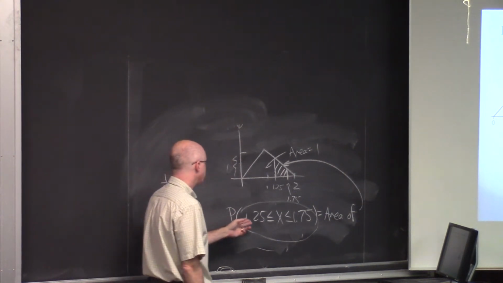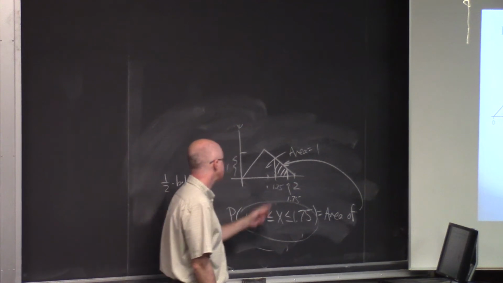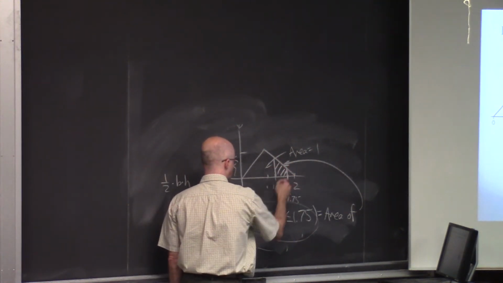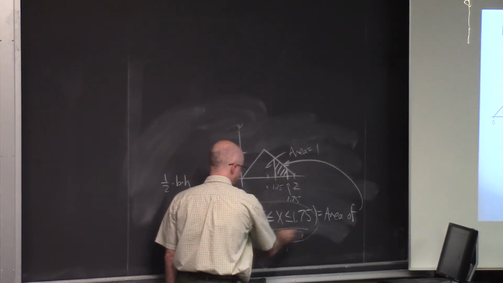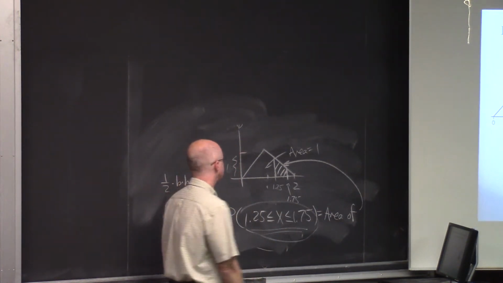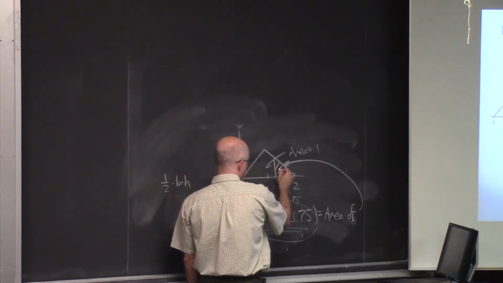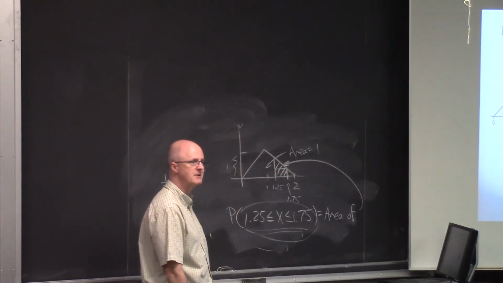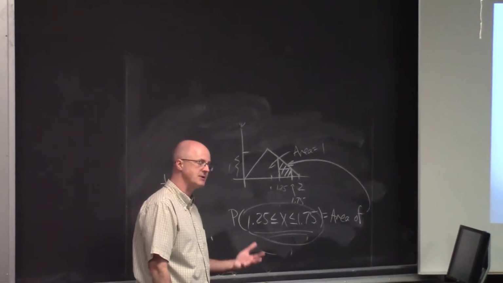To find a probability like this, again, the idea is you've got to find the area. In this case, of this region, under the curve and above this range of values from 1.25 to 1.75. You've got to find the area of this trapezoid. It can be done in two ways. There's a formula for the area of a trapezoid. That's the base times the average of the heights.